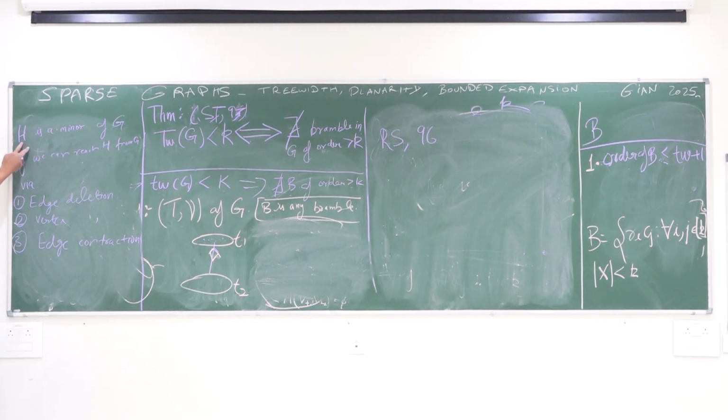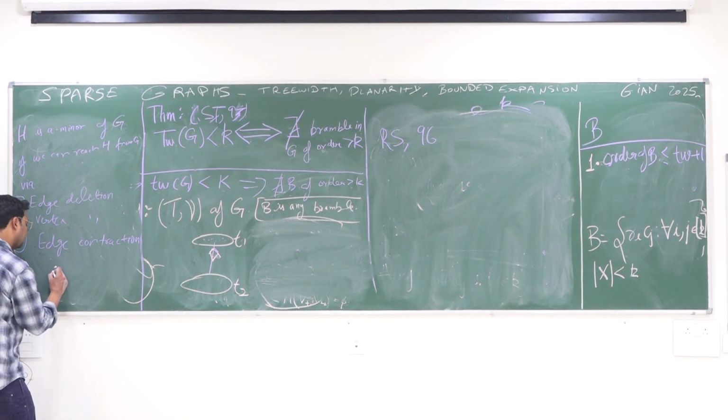Yeah, so we say that H is a minor of G, or G contains H as a minor, if we can reach H from G via these three operations in any order. One operation is edge deletion. We can delete edges from our graph G. We can delete vertices. Of course, when we delete a vertex, we delete all the edges incident on it. And the third operation is edge contraction.